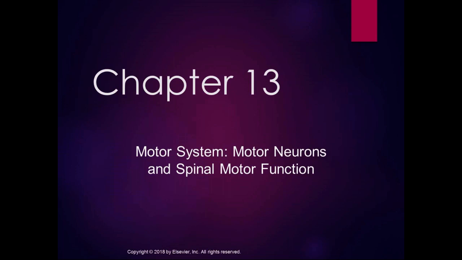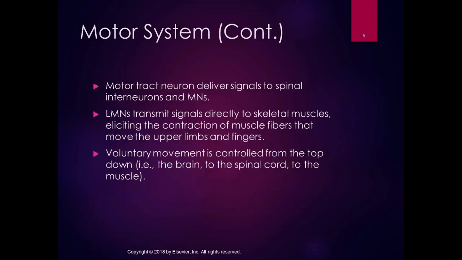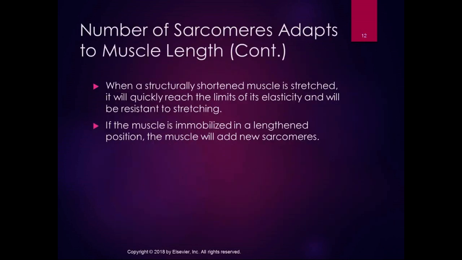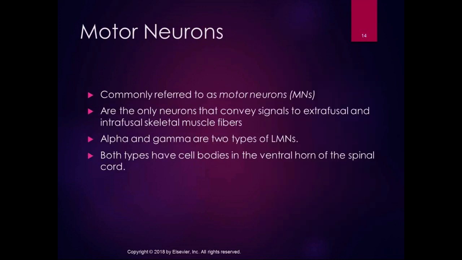So we are going to go on with our talk about the motor system, talking about motor neurons. Motor neurons are commonly referred to as lower motor neurons. They're the only neurons that convey signals directly to extrafusal and intrafusal skeletal muscle fibers. There are those two different types of lower motor neurons, and each one is innervating different fibers in the muscle. But both of the types have their cell bodies in the ventral horn of the spinal cord.